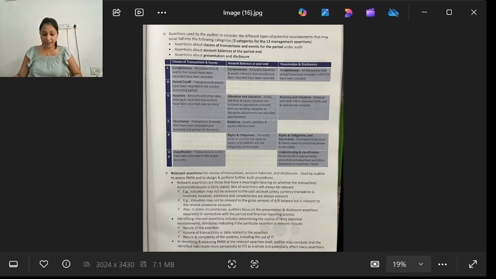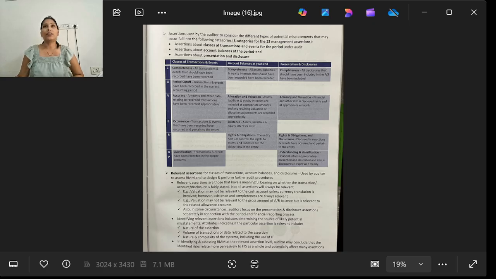Now talking about the relevant assertions for the class of transactions, account balances, and disclosures. These are used by the auditor to assess the risk of material misstatement and to design and perform further audit procedures. Relevant assertions are those that have a meaningful bearing on whether the transaction, account, or disclosure is fairly stated. Not all assertions will be relevant to the auditor. For example, valuation may not be relevant to the cash account unless currency translation is involved. However, existence and completeness are always relevant.